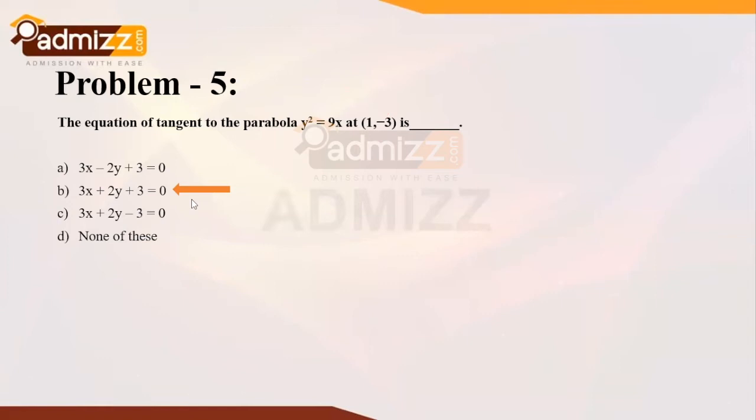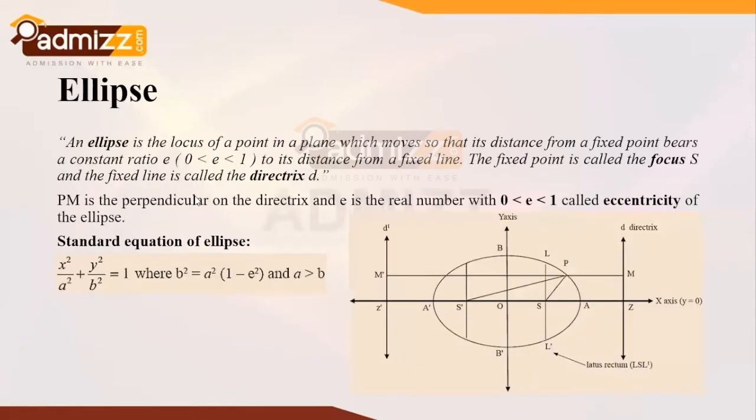Now let's try to observe the next part of the chapter, that is the ellipse. To start off with the ellipse, the definition of ellipse in mathematics is stated as: an ellipse is the locus of a point in a plane which moves so that its distance from a fixed point bears a constant ratio e, and the condition for e is given as 0 less than e less than 1, to its distance from a fixed line. This fixed point is called the focus S, and the fixed line is called the directrix D. In an ellipse we have two directrices and two focus points, so we generally call them foci. If it is plural, we call it foci rather than focuses.